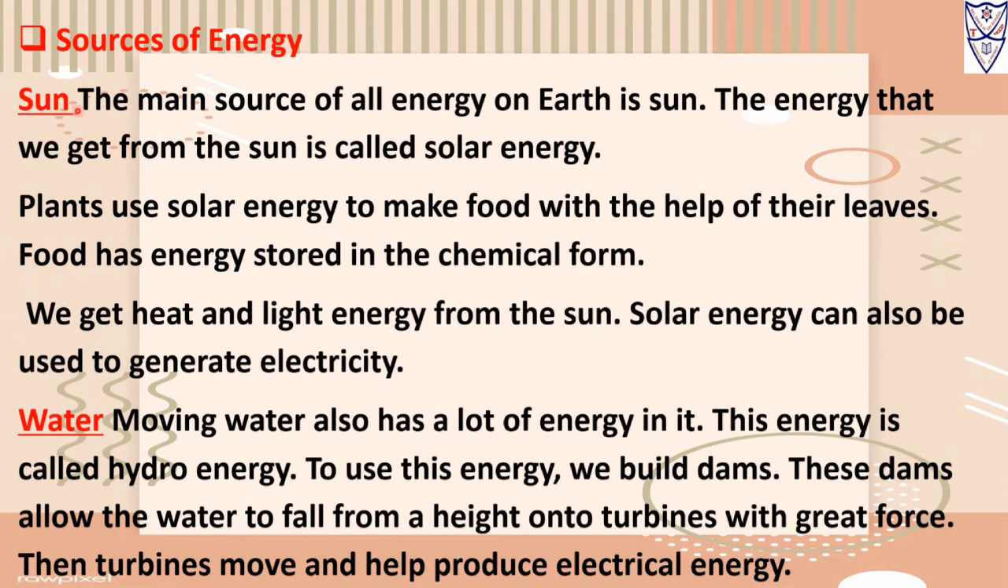Sources of energy. Sun. The main source of all energy on earth is the sun. The energy that we get from the sun is called solar energy. Plants use solar energy to make food with the help of their leaves. Food has energy stored in the chemical form. We get heat and light energy from the sun. Solar energy can also be used to generate electricity.